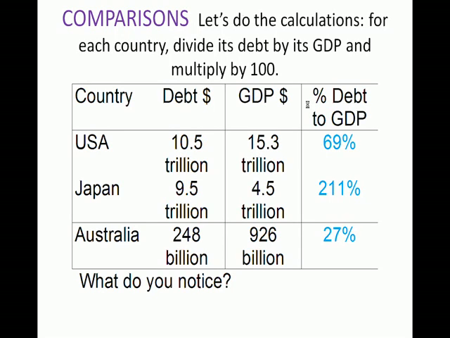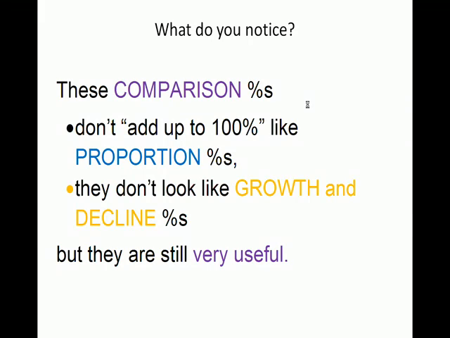What do you notice? Let's have a look at those numbers. Even though the USA debt is very high, Japan is higher as a percent. That's one of the major observations. These comparisons also don't add up to 100% like proportions. They don't look like growths and declines as percents, but they're still very useful. Inter-country comparisons and comparisons of different macroeconomic variables are very useful for policymakers.